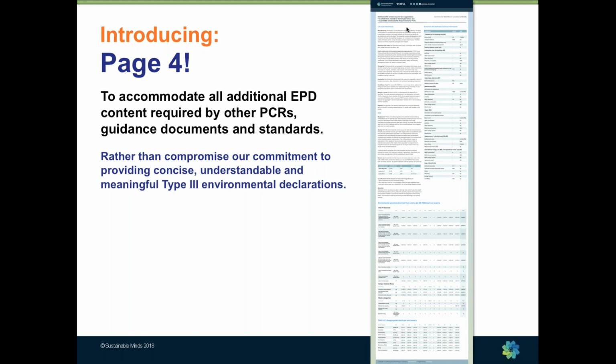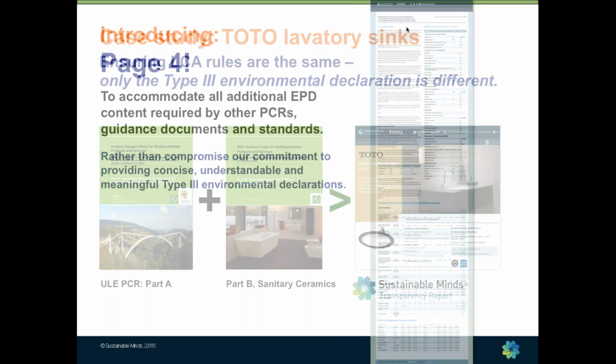So, okay, it's 4 pages now instead of 3 pages, and they're web pages, so they're long. So we get to call it 1 page. But I'm going to show you how much additional content other PCRs call for that don't contribute to making the information understandable or meaningful to what a manufacturer is doing to improve.